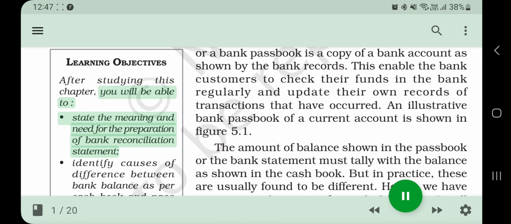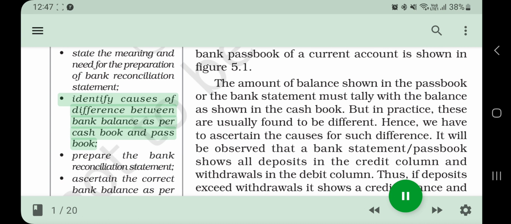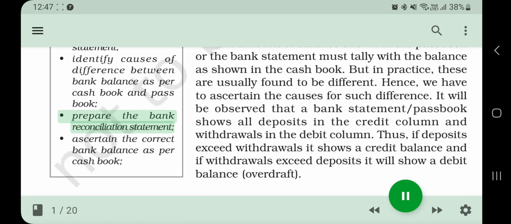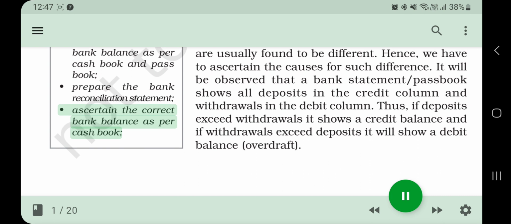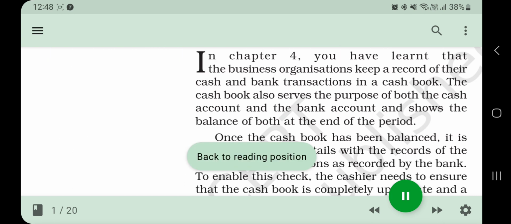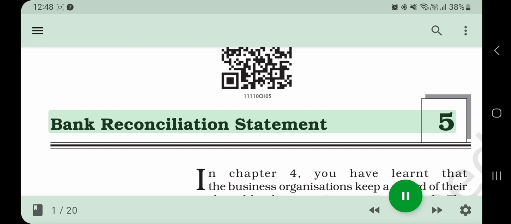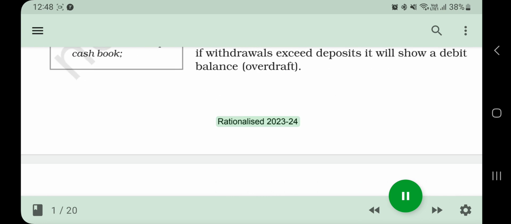Learning objectives. After studying this chapter, you will be able to state the meaning and need for the preparation of bank reconciliation statement, identify causes of difference between bank balance as per cash book and passbook, prepare the bank reconciliation statement, and ascertain the correct bank balance as per cash book.